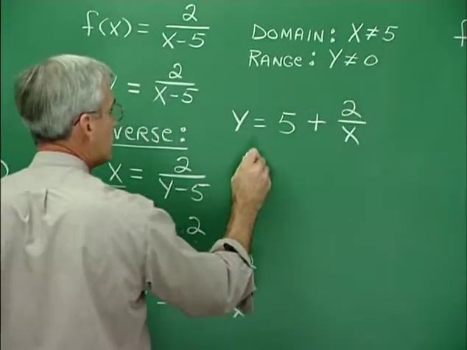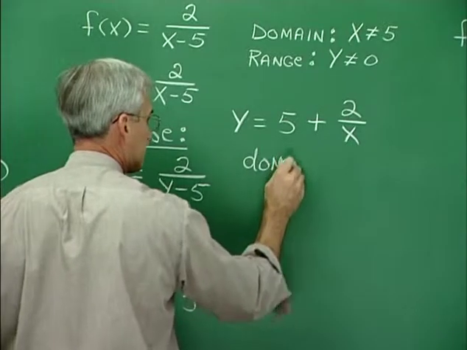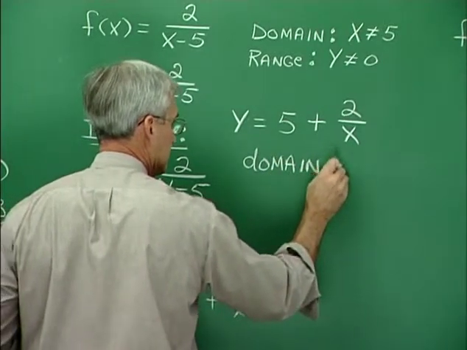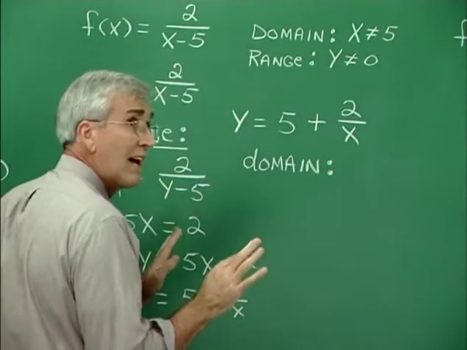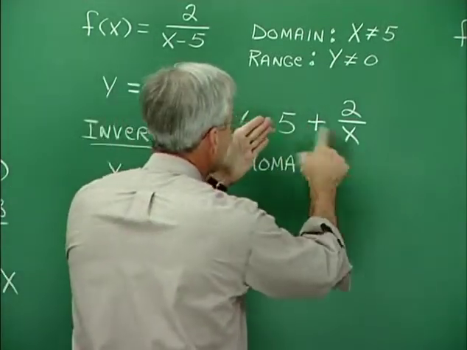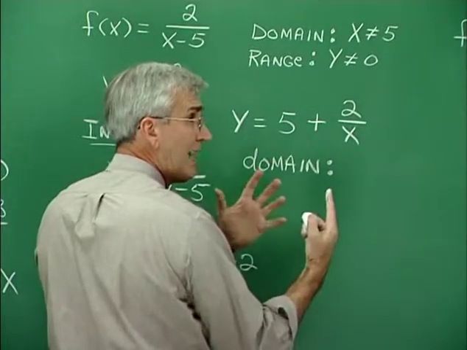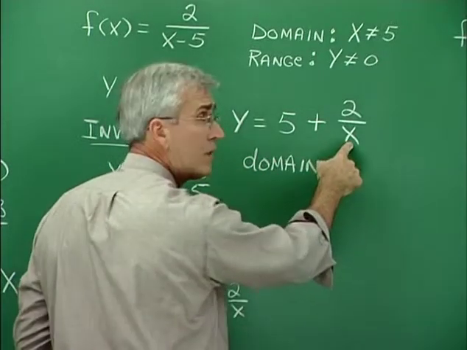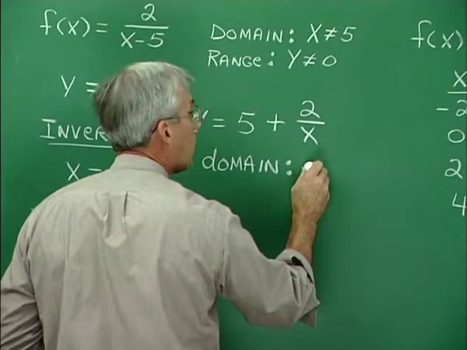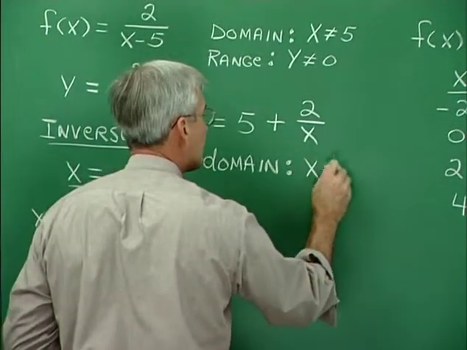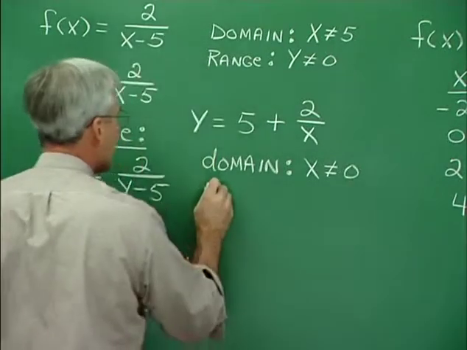Okay, so for this rascal, domain. All right, let's see, the domain, the acceptable replacements for x. Well, we can replace x with any value in the world except for that value which will cause the denominator to become 0, and that value would be 0 itself. So the domain would be all real numbers except 0, or we could simply say that x is not equal to 0.